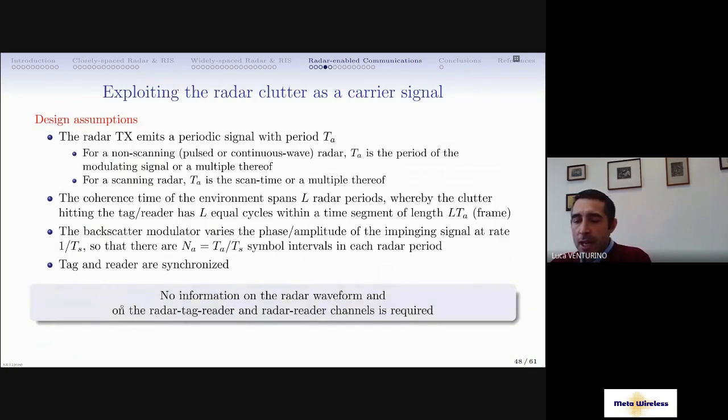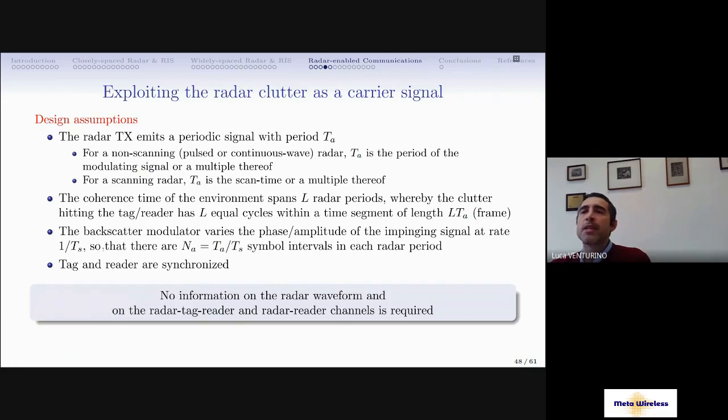Okay, so which are our design assumptions? Here we assume that the radar transmitter emits a periodic signal, and we call the period of this signal T sub A. But this is quite a general assumption, as we know that radar does emit periodic signals to accomplish most of their functions. So this is quite a general assumption, which is satisfied for most radars.